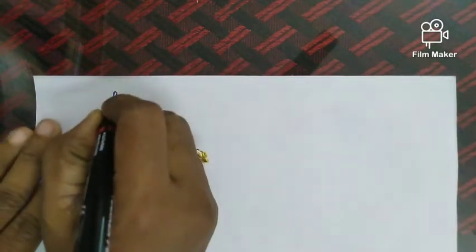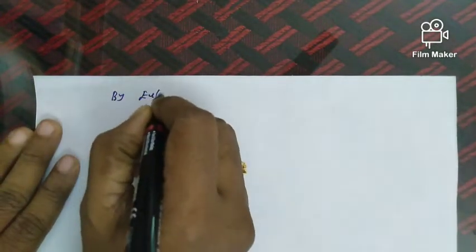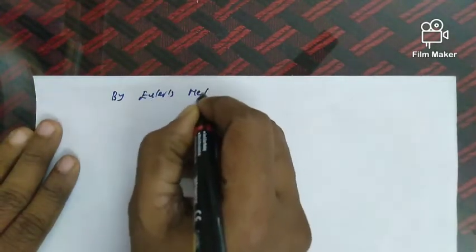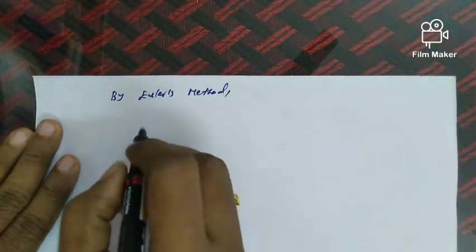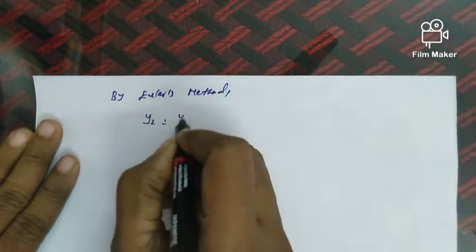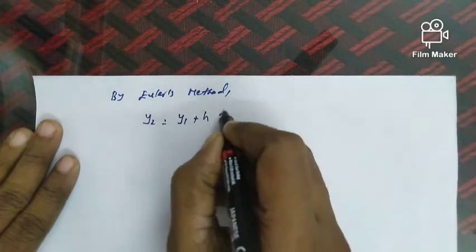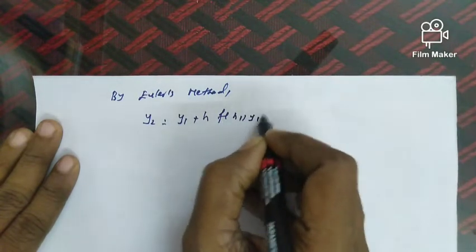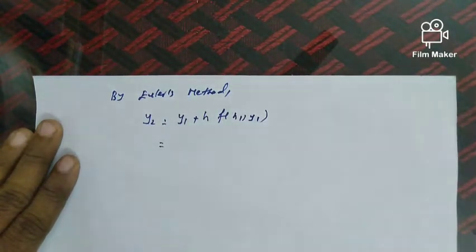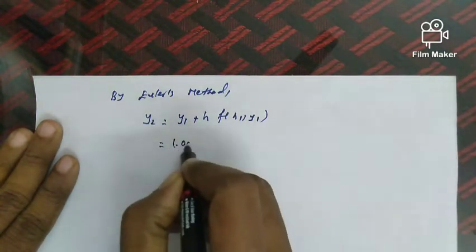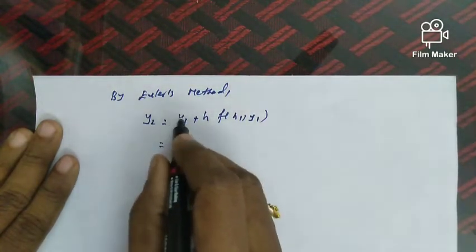So how do we find y2? First by Euler's method. By Euler's method, y2 equals y1 plus h into f of x1, y1. So the y1 value is 1.002. This is the final answer of y1.